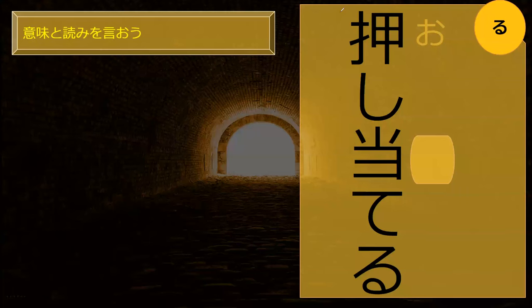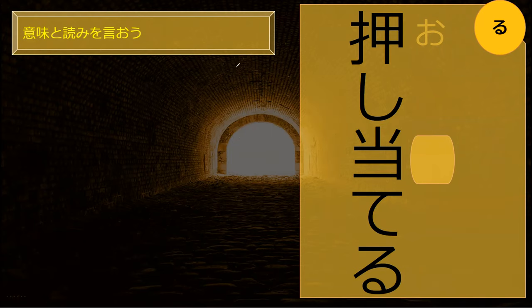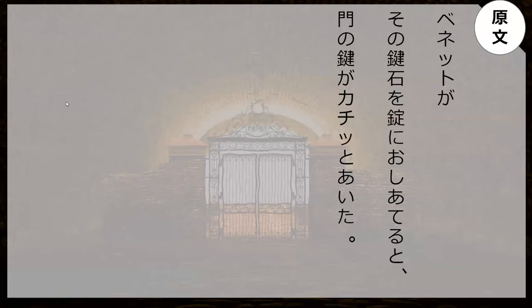What do you think oshiateru means? Oshiateru, to press and hit. So ateru does mean to hit, 100% correct. However, it also means to touch. So it's to press. Basically the official meaning is to touch, but it's used to mean to hit in certain contexts. So in here, oshiateru is not really you're punching while pushing. It's more like you're pushing something against another object, normally. Oshiateru, to push against.